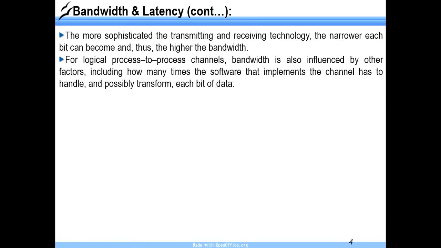The more advanced the transmitting and receiving technology is, the narrower each bit can become, thus enhancing the bandwidth. And for process-to-process channels, bandwidth is also influenced by other factors like the software that modifies and transforms each bit of data. If the software and the other factors handle the bits of data very well, then bandwidth also increases.